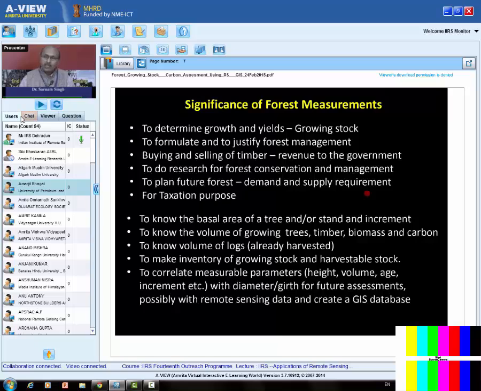Let us try to understand why we should do this and what is the significance of the measurements which we will be making to assess the growing stock. First is to determine the growth and yield of the forest. That means we want to assess the growing stock. Then to formulate and justify the forest measurements.